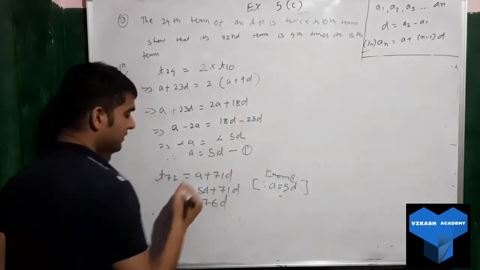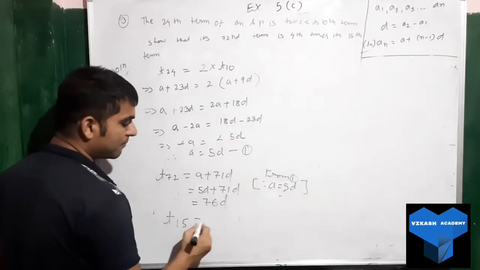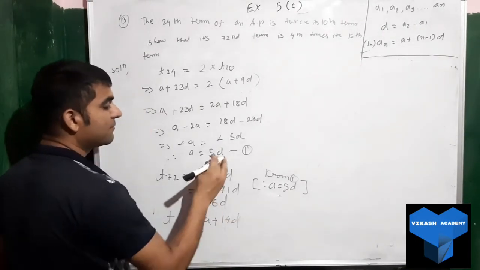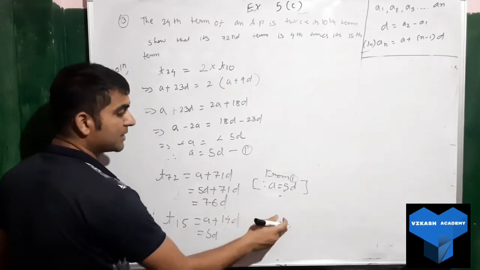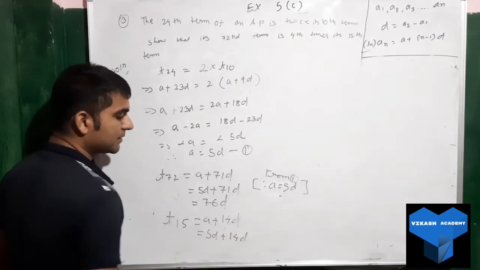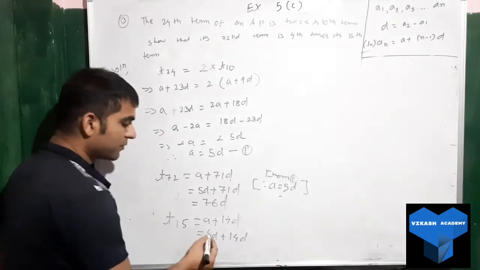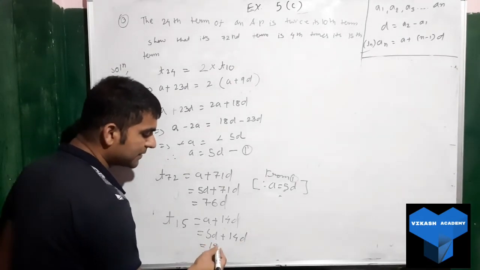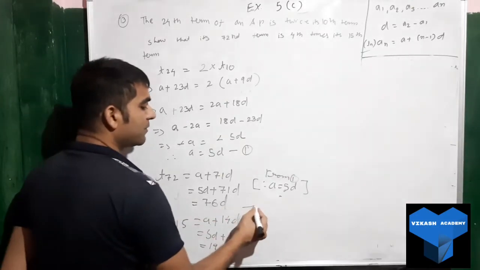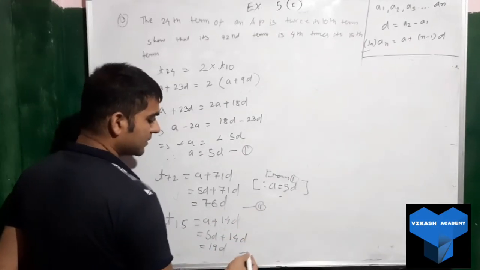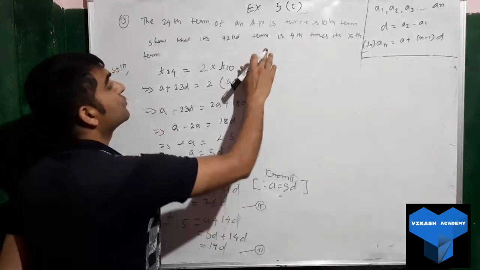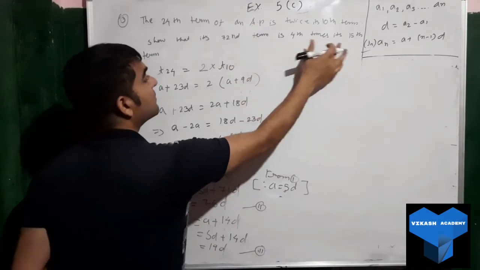Now the last one, T15. T15 will be a plus 14d. For a we write the same value 5d, using equation 1, so 5d plus 14d. So 14 plus 5 will be 19d. I hope you are clear till here. We write equation 2, then equation 3, but we have to show that T72 is 4 times the 15th term.